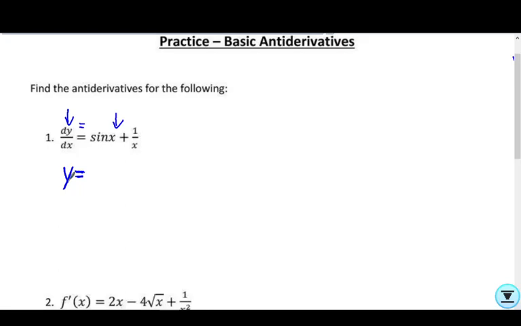Now, trig functions. The only way you're going to know the antiderivative of trig functions is knowing their derivative. So, for instance, the derivative of cosine x is negative sine x. So the antiderivative of sine x is negative cosine x plus c. So that's the antiderivative.